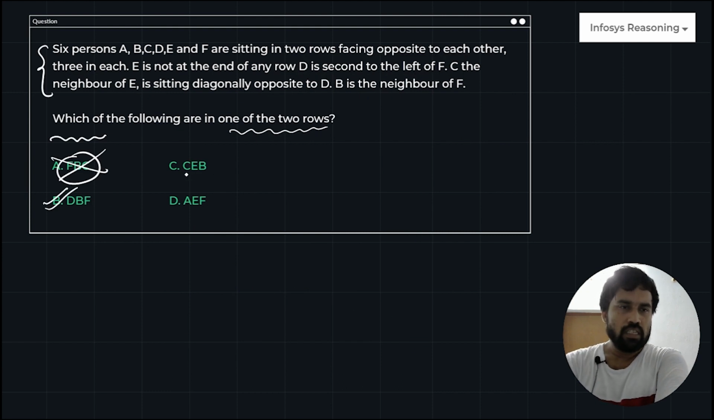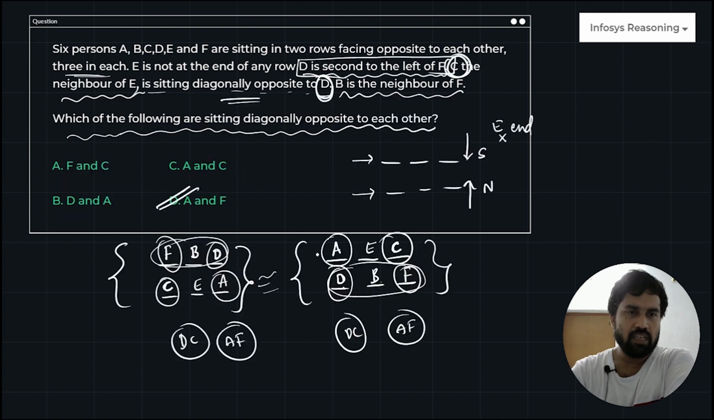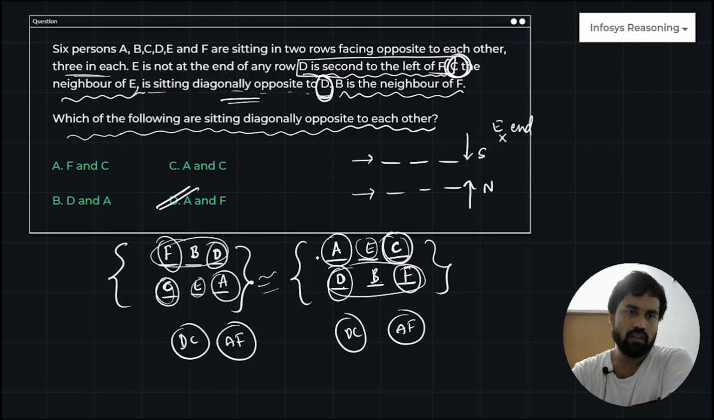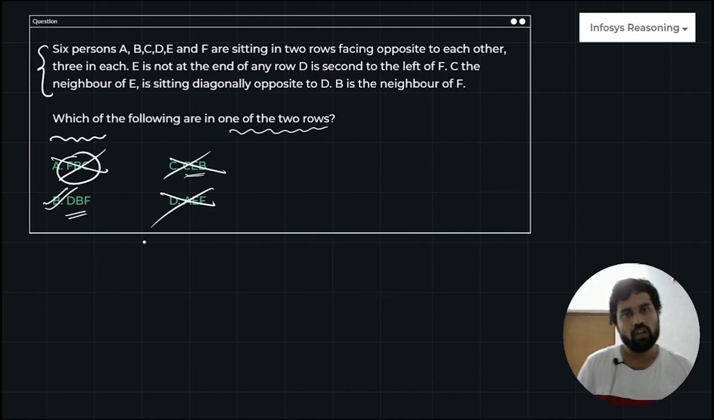Next, look at CEB. If you want to know the answer exactly, you can verify the remaining options. But whenever I get the answer, I never go for the remaining options. Just for your clarification, I am going with this. CEB. So C is here, E is here, B is in the other row. So these are not in a single row. AEF. A is here, E is here, F is here. Again, those three people are not in the same row. So option D also got eliminated.